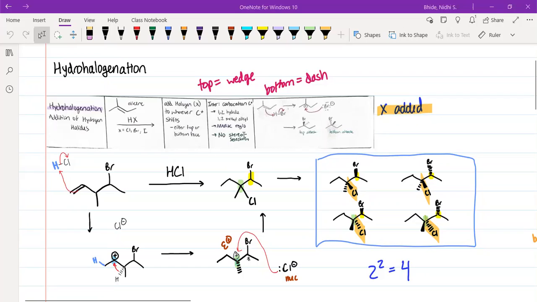It also has Markovnikov regioselectivity and doesn't have any stereoselectivity, because stereoselectivity refers to reactions where we're adding two molecules at once. In this case, we're only adding one mole of either chlorine, bromine, or iodine. So that whole stereoselectivity is irrelevant for this reaction.